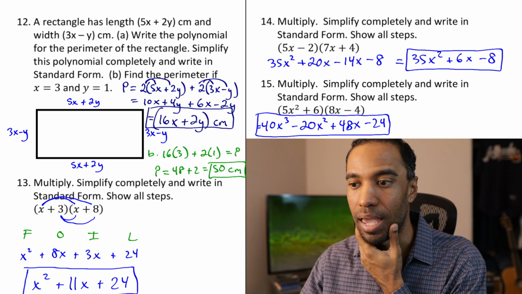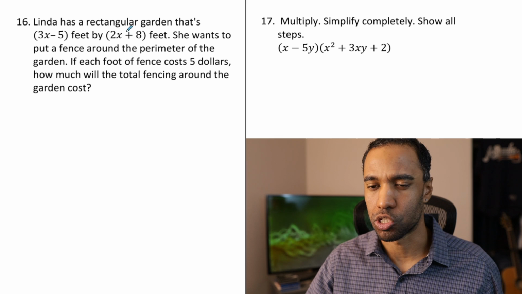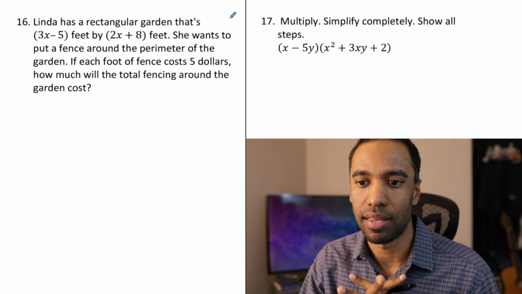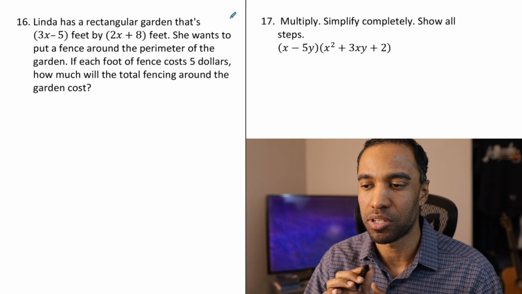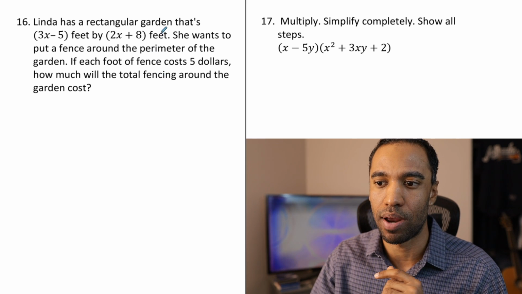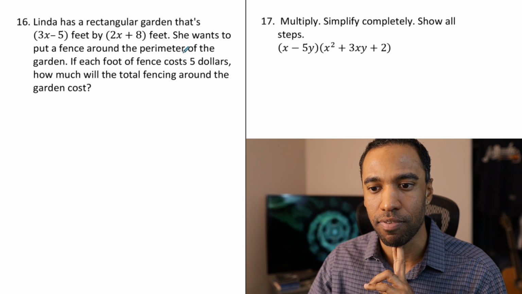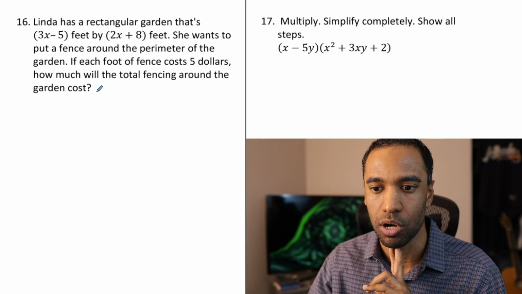Moving on. I have 5 more problems to do. I think it's 20 in total. All right, Linda. Linda has a rectangular garden that's 3x minus 5 feet by 2x plus 8 feet. She wants to put a fence around the perimeter of the garden. If each foot of the fence costs $5, how much will the total fencing around the garden cost?